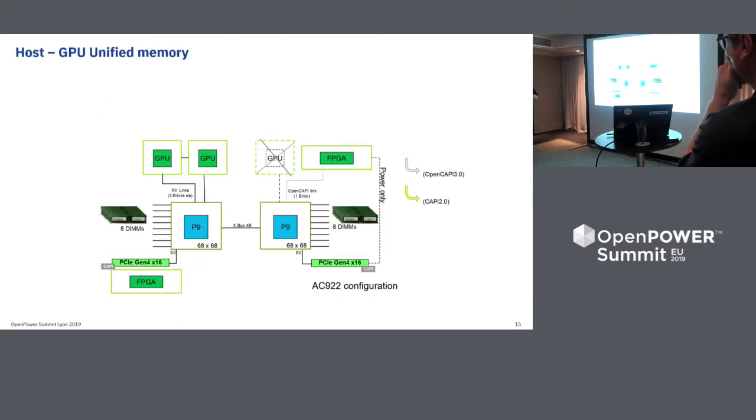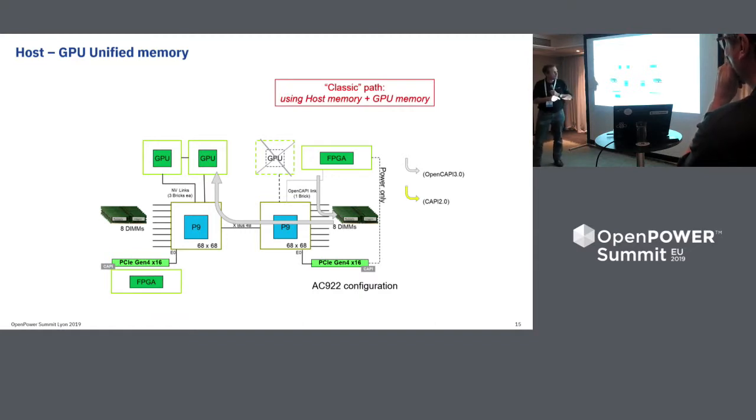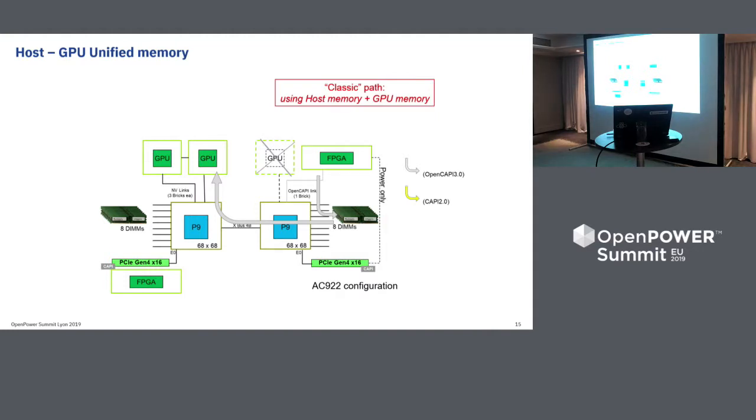Exactly the same thing if you want to do that on OpenCAPI. Just one thing, you cannot put an NVLink and an OpenCAPI link on the same socket. That's why I removed the GPU. This is just a firmware problem. It's not a hardware problem, it's a firmware limitation. A feature.